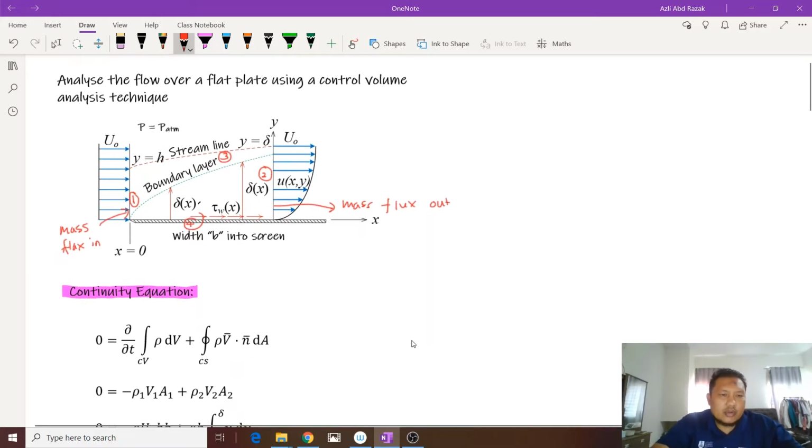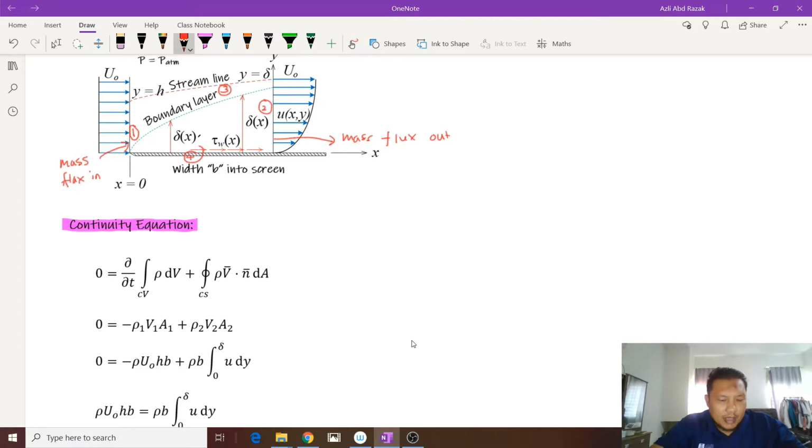Let's look first at the continuity equation. We derive this continuity equation from the Reynolds transport theorem, which you studied in Fluid Mechanics 1. The first term on the right hand side is equal to 0, because there is no change in the density within the control volume.